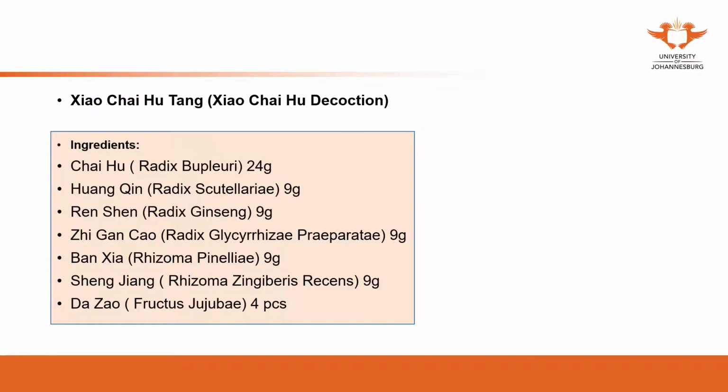The first formula we are going to discuss in this video is 小柴胡汤. 小 means small. 柴胡 is the name of one materia medica. Tang is the decoction. We have 小柴胡汤. We also have 大柴胡汤. 大 means big. So these formulas come in pairs.